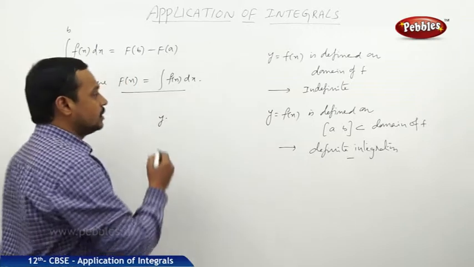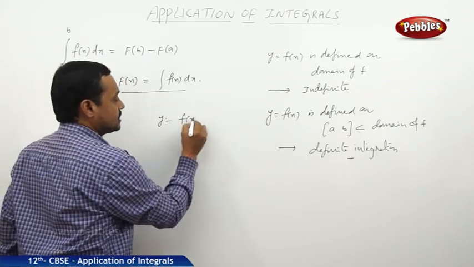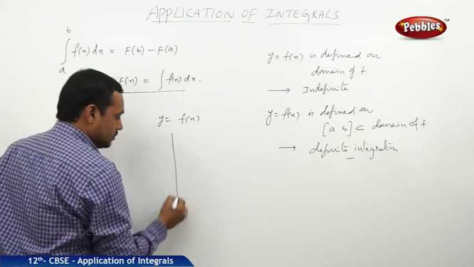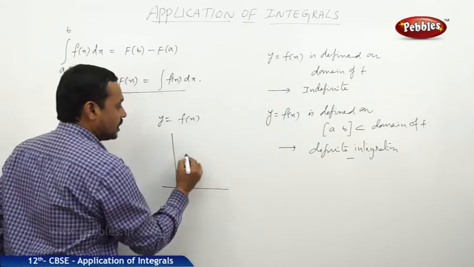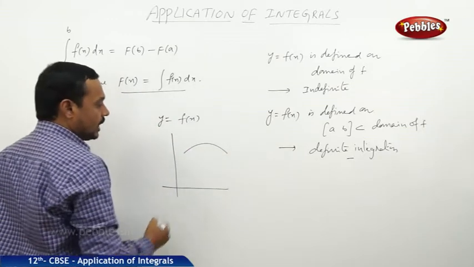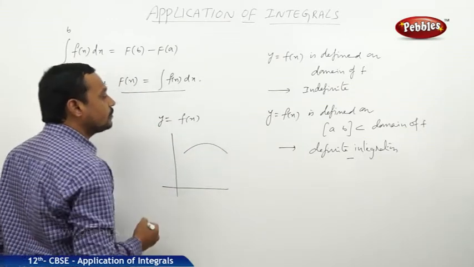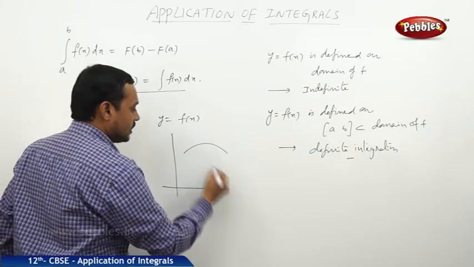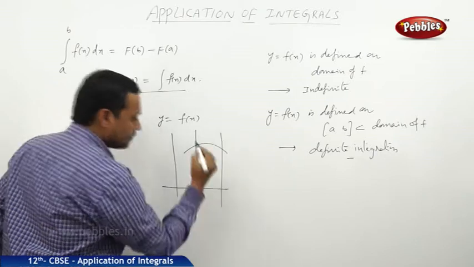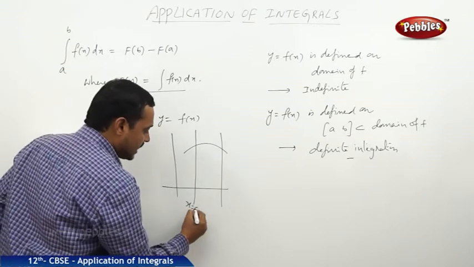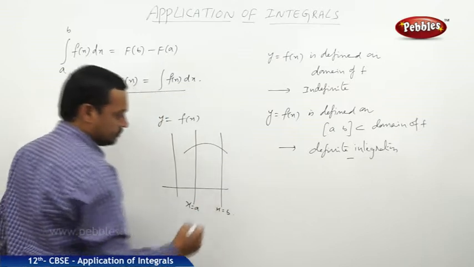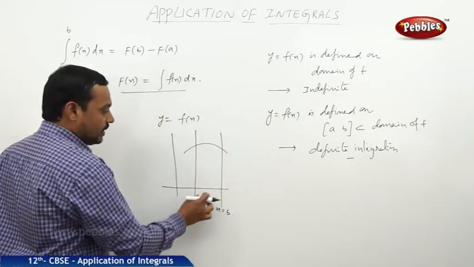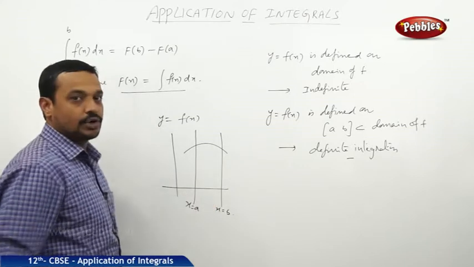Now let us take some function y is equal to f of x. Suppose the graph of the function is like this, and what is the area of the region bounded by this curve y is equal to f of x with the x-axis, and between the lines x is equal to a and x is equal to b. This is the area bounded by this curve, the x-axis and the lines x is equal to a and x is equal to b.